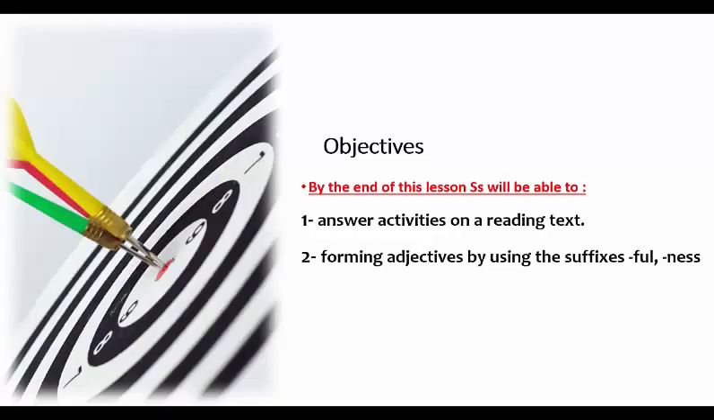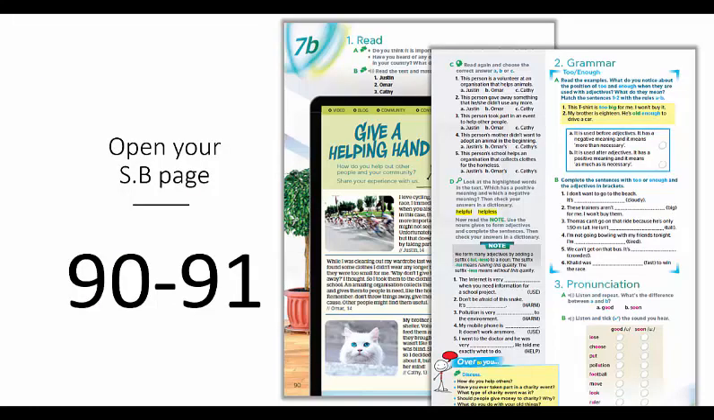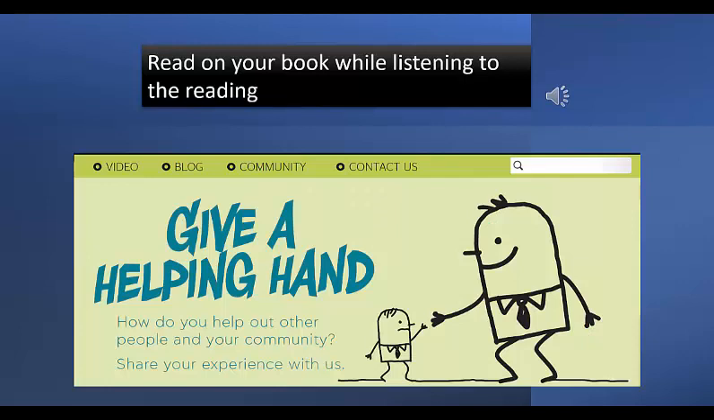These objectives: to answer the activities about the text and to form adjectives by using the suffixes full and less. First, open your book on page 90 and 91. And here is the text now. You will listen to the text and follow on your book. 7b. 1. Read. Give a helping hand. How do you help out other people and your community? Share your experience with us.